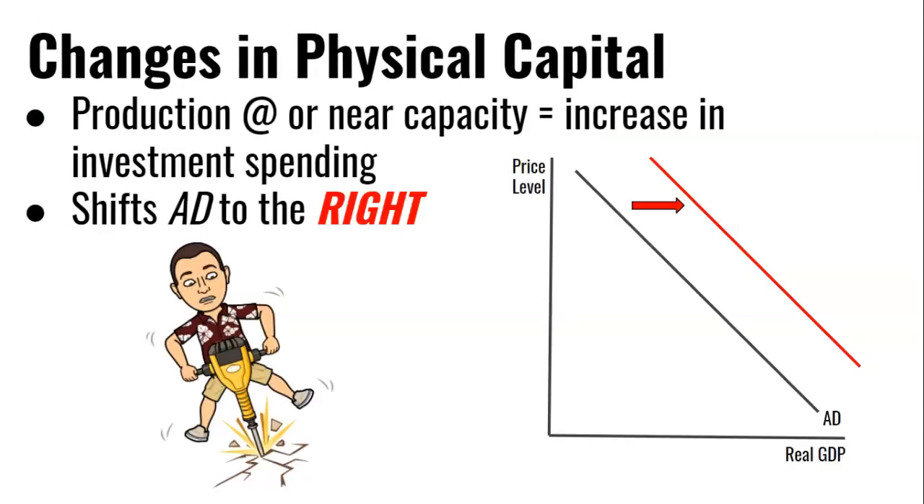If we're getting up to at or near capacity, we would then expect businesses would have to increase the capacity. They'd have to purchase more capital goods and services in order to produce the goods that people are demanding. And so if we see an increase in investment, then we would expect that the total number of goods and services that people and businesses want in our economy will be increasing. So we should see a shift to the right in aggregate demand.